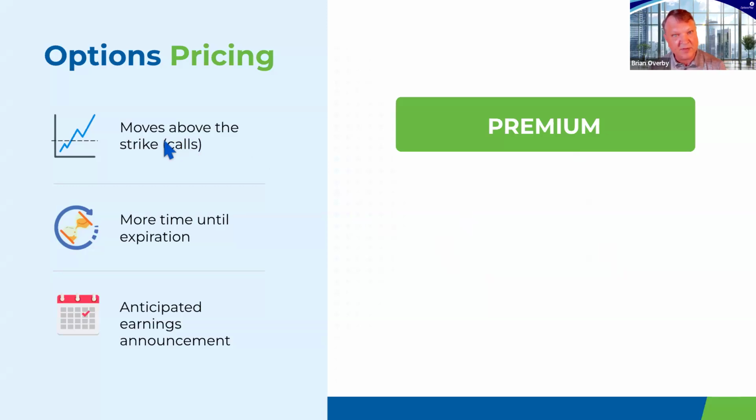It matters if the underlying stock is in the money, if there's real intrinsic value in that option contract, and if it's out of the money and there's no intrinsic value. More time. Time is going to be money. Other things in the marketplace can also affect an option's price.